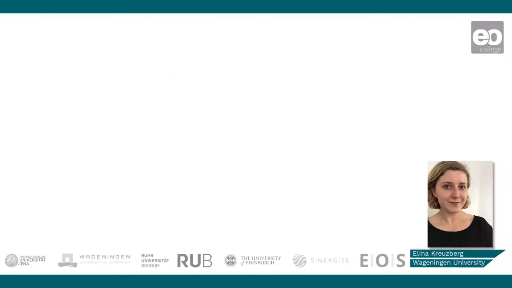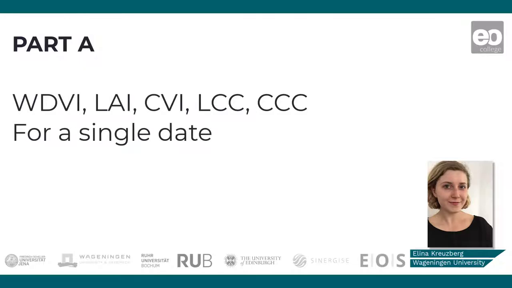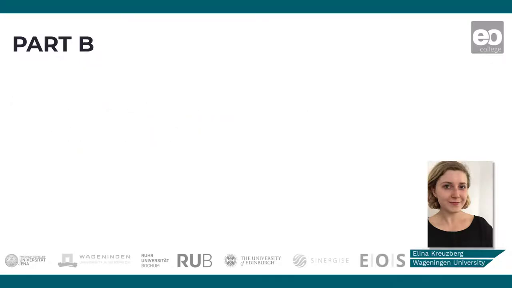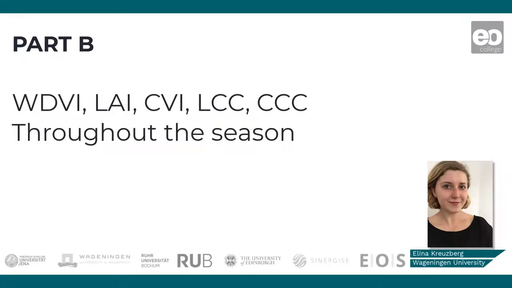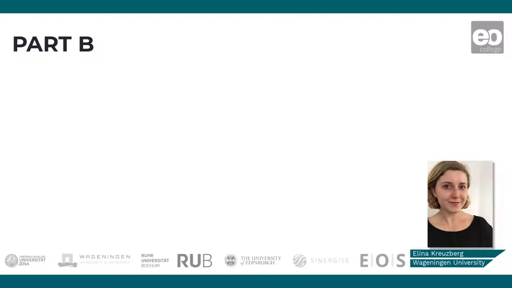Using Snap, you will learn how to derive various biophysical parameters for a potato field. You will interpret the effect of different growing conditions on the biophysical parameters, and you'll be able to compare the parameters throughout the growing season. In Part A, we will familiarize ourselves with the study area and calculate different biophysical parameters for a single date. In Part B, we'll compare the biophysical parameters for the entire growing season. Let's start!